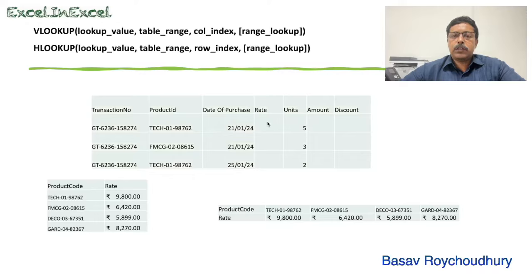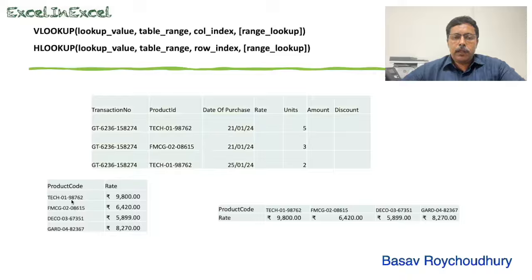So we need to find out what is the rate. If we can figure out what is the rate, then we can figure out what is the amount. That is, rate multiplied by the units will give me the amount. So therefore I need to figure out what is the rate. But the rate is not given in this table. I have another table. As you can see, there is a product code and there is the rate. So this is what is our table range, or something that we call a lookup table.